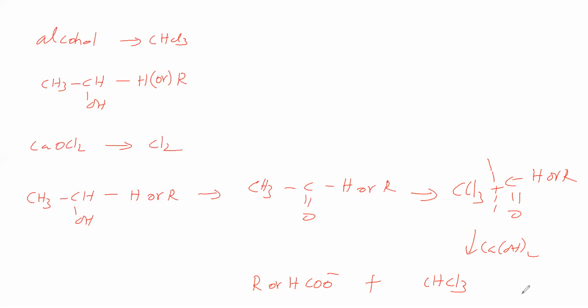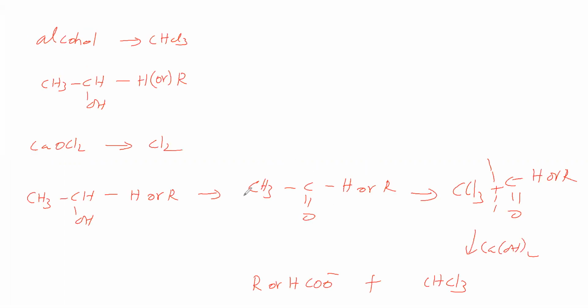Next, we will see from which other group we can prepare chloroform. Next we will take this group, that means CH3, single bond, C double bond O. This group we have taken. From this group also we can prepare chloroform. That's what I have written here. From this group also we can prepare chloroform.